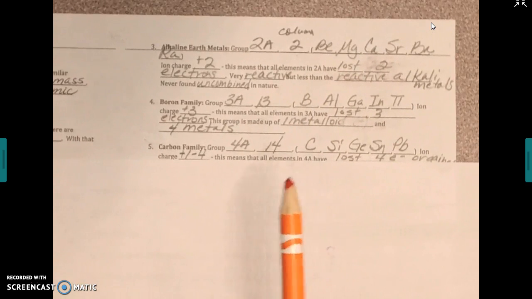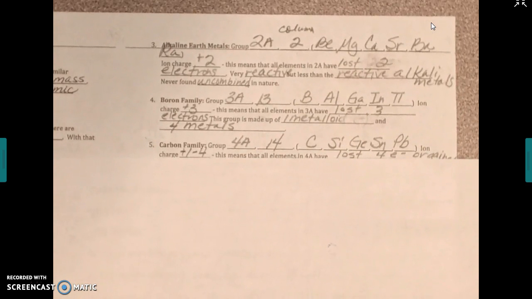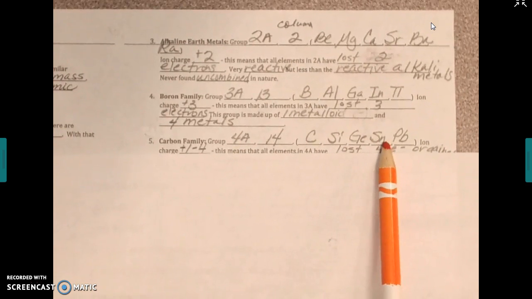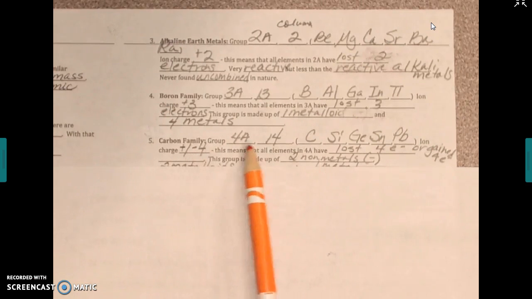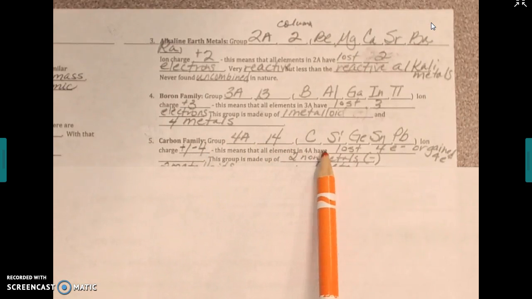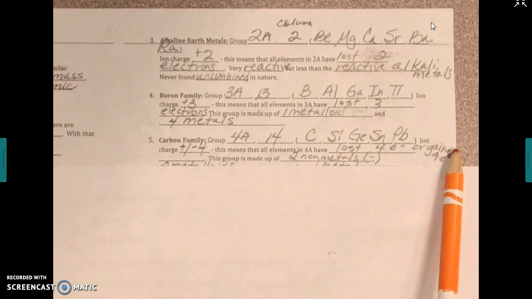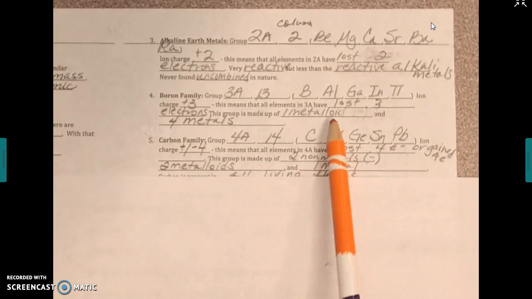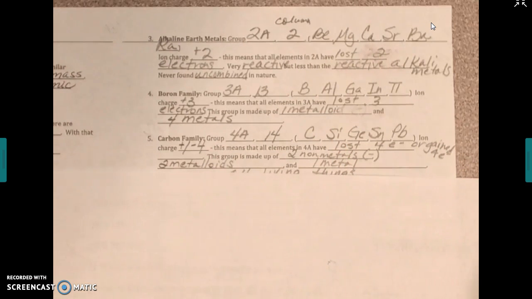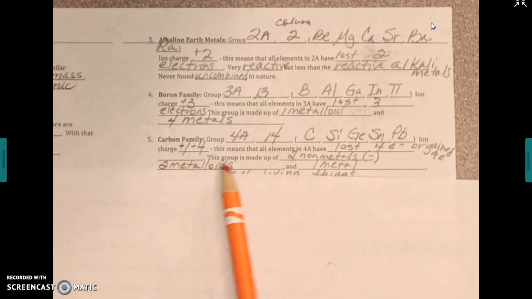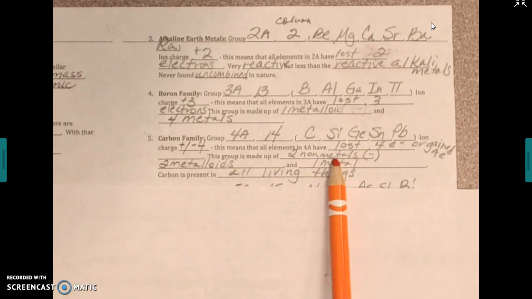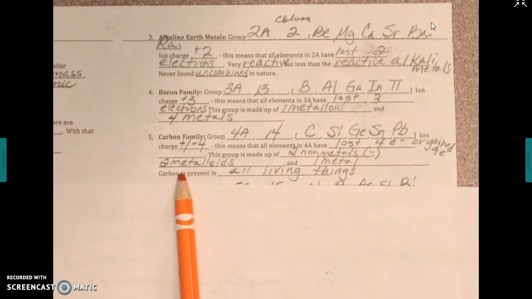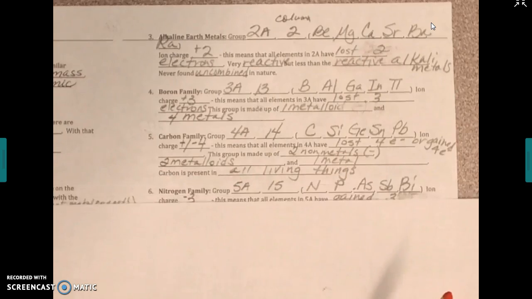The carbon family is going to be carbon, silicon, germanium, tin, and lead. The ion charge is ±4. This means that all elements in 4A have lost 4 electrons or gained 4 electrons, depending on if it's above or below the zigzag line. The nonmetals, the 2 nonmetals, are negative, meaning they have gained electrons, and 2 metalloids and 1 metal. Remember that carbon is present in all living things.